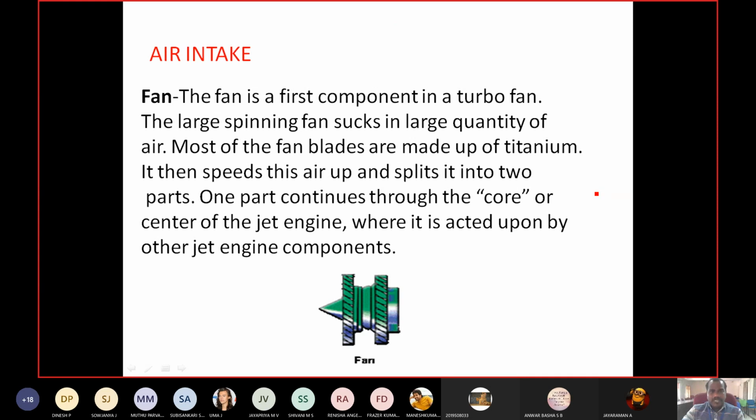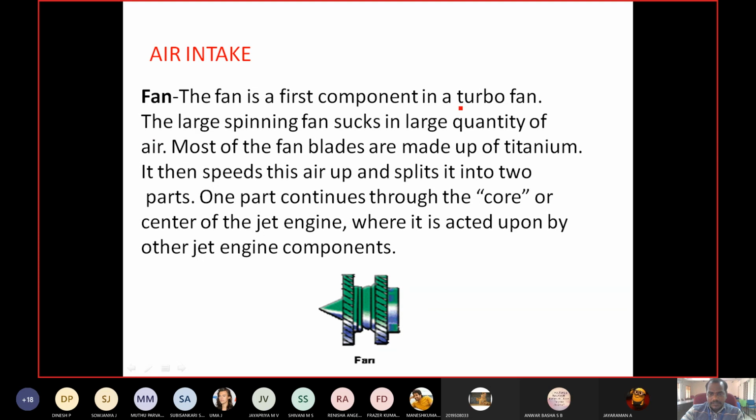To take in air, we use the fan. The fan is the first component in a turbofan. The large spinning fan sucks in a large quantity of air. Most of the fan blades are made of titanium. It then speeds this air up and splits it into two parts. One part continues through the core, at the center of the jet engine, where it is acted upon by other jet engine components. So we can have the air shock with the help of this fan.